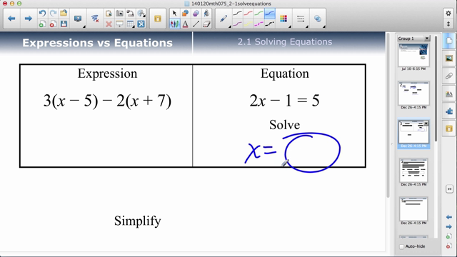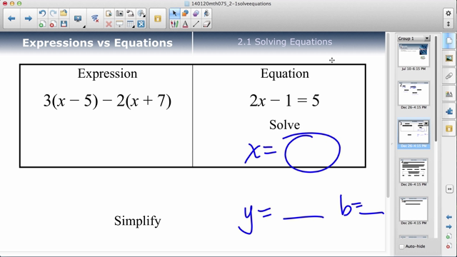And whenever we're solving an equation, that's always what we're looking for. Y is equal to something. B is equal to something. Whereas in an expression, see there's no equal sign there? All we're doing is simplifying. So we're not coming up with a value for x.